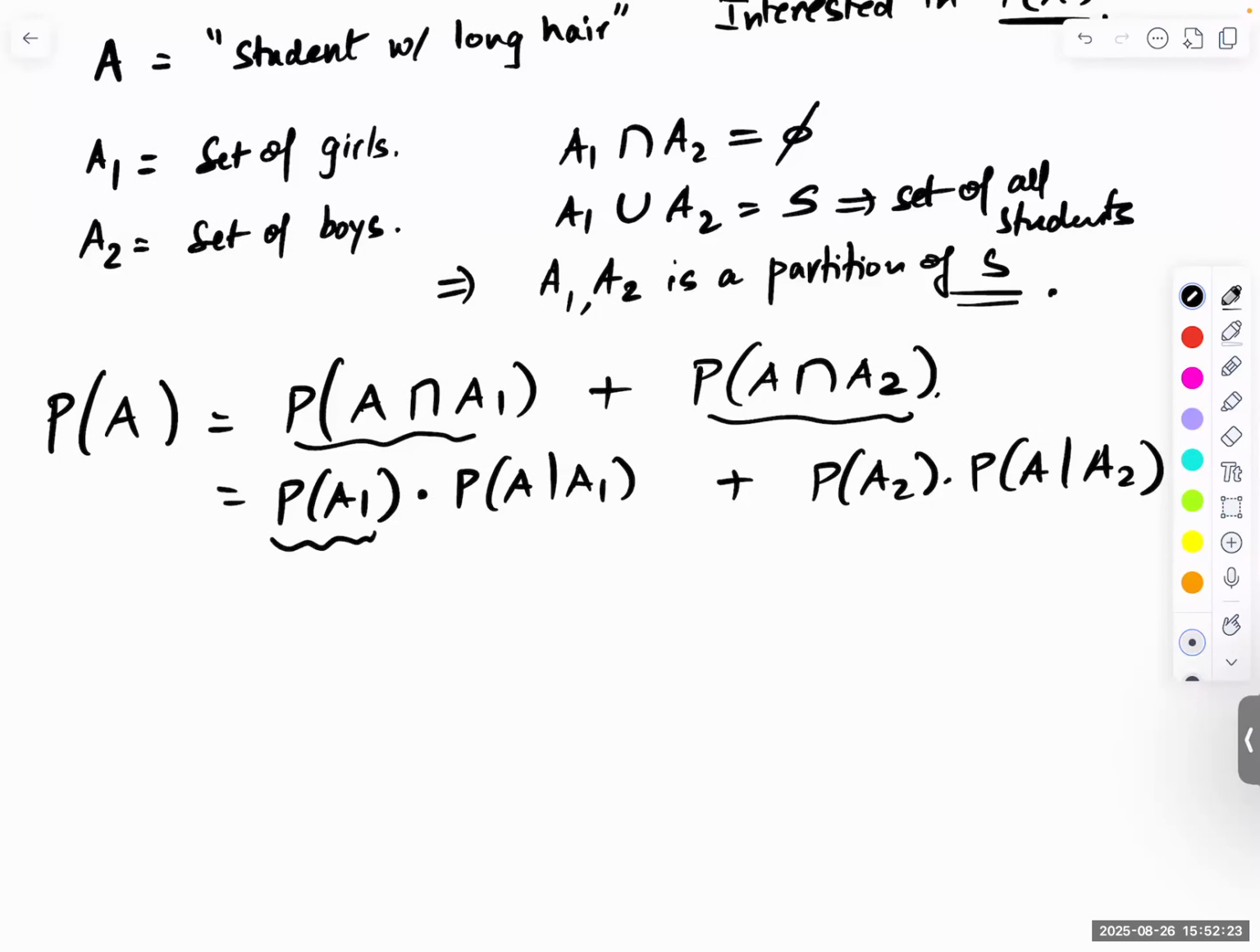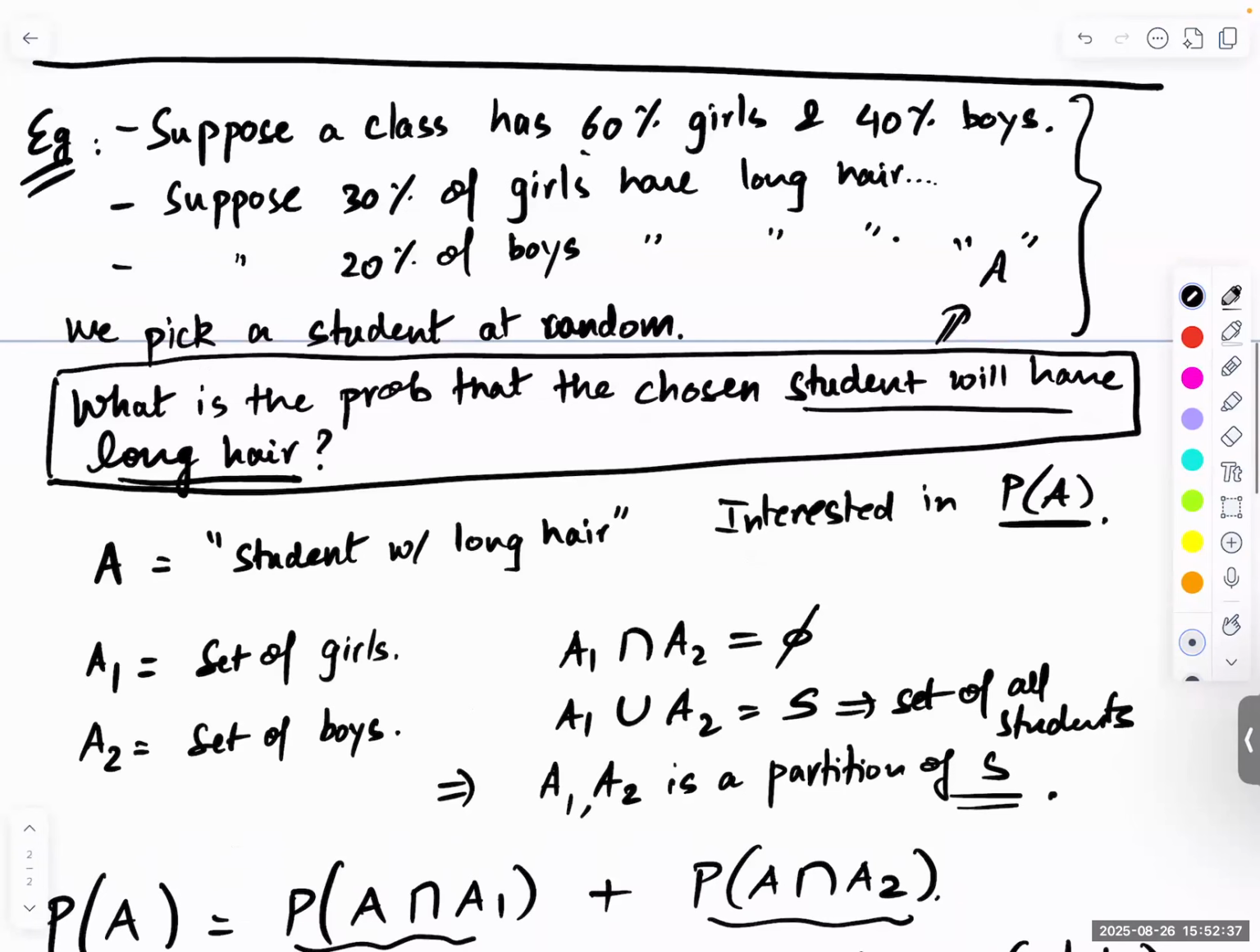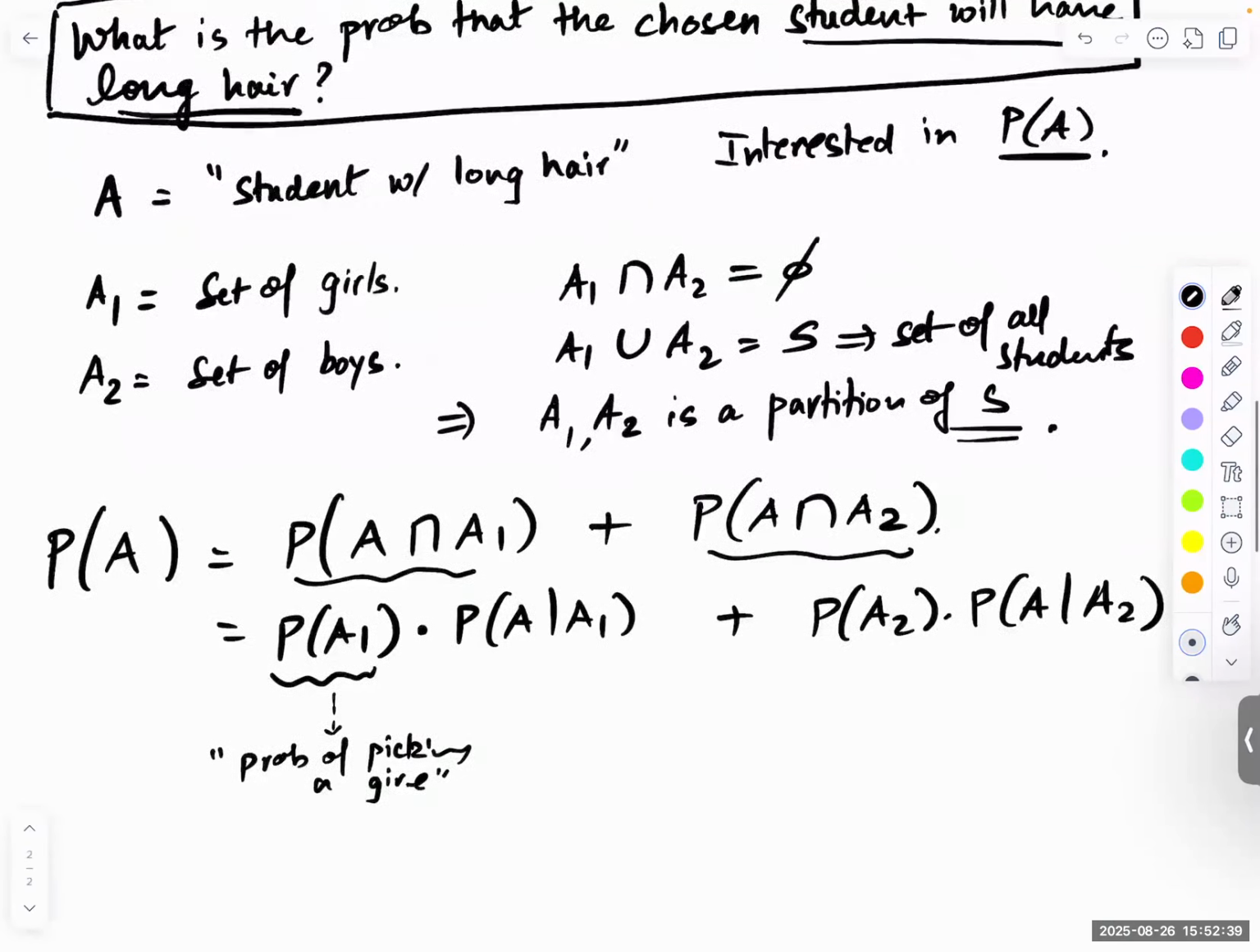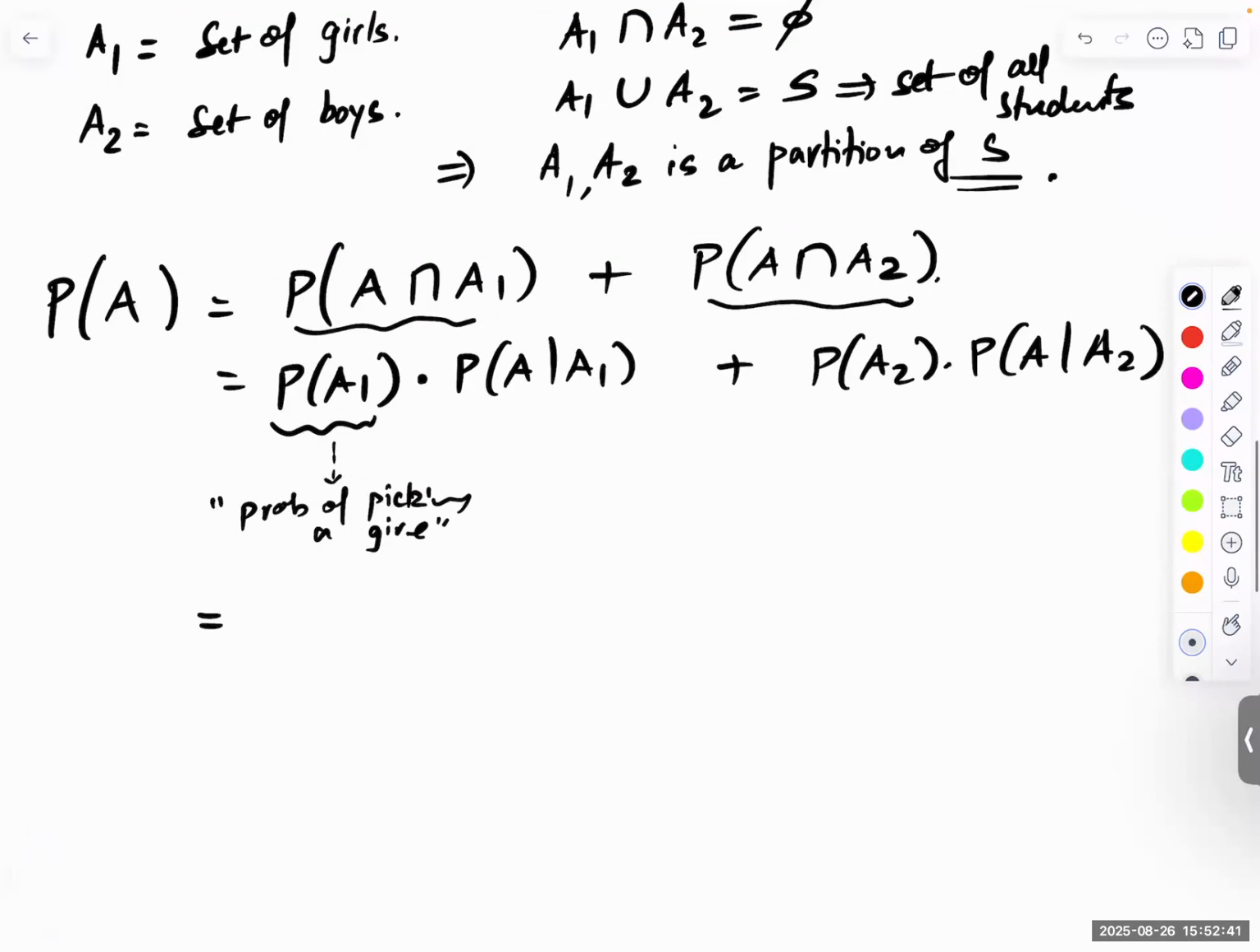The probability of A1, what is this thing in words? This thing is just the probability of picking a girl from the class. How many girls are there? 60% girls and 40% boys. So what's the probability of picking a girl? It's 0.6, 60 by 100. We'll worry about this term in a bit. Let's take care of P of A2. What is P of A2? Probability of picking a boy. This is 40 by 100.